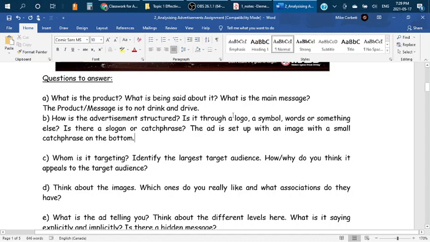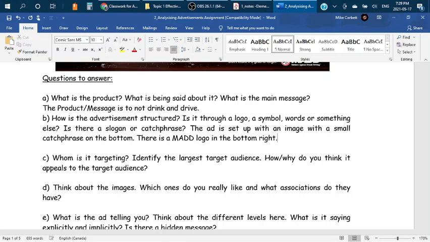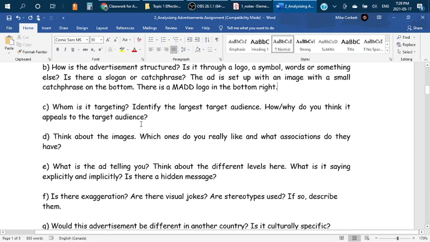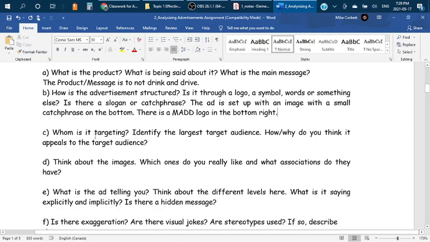So how is the advertising structured? Is there a logo? Yes. There is a MAD logo in the bottom right. Okay, so this is just more of a description of what's going on in the ad. So then C, whom is it targeting?